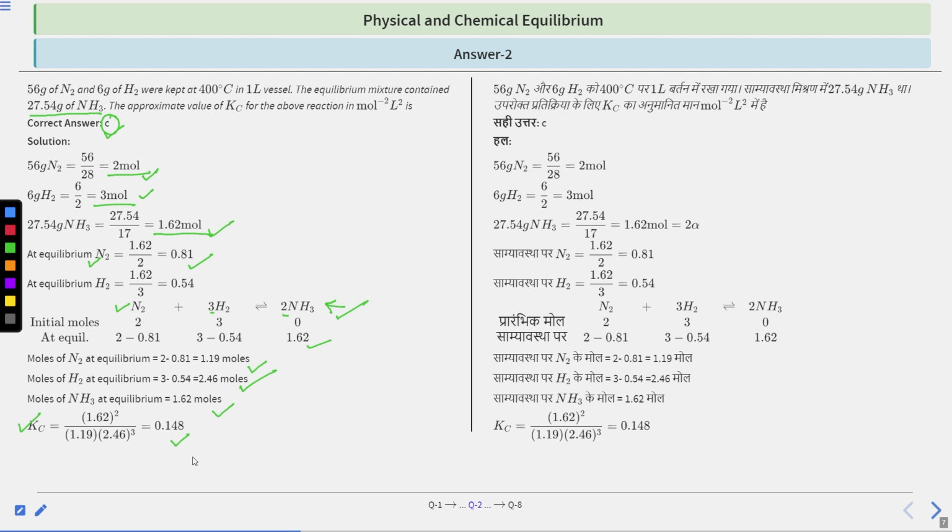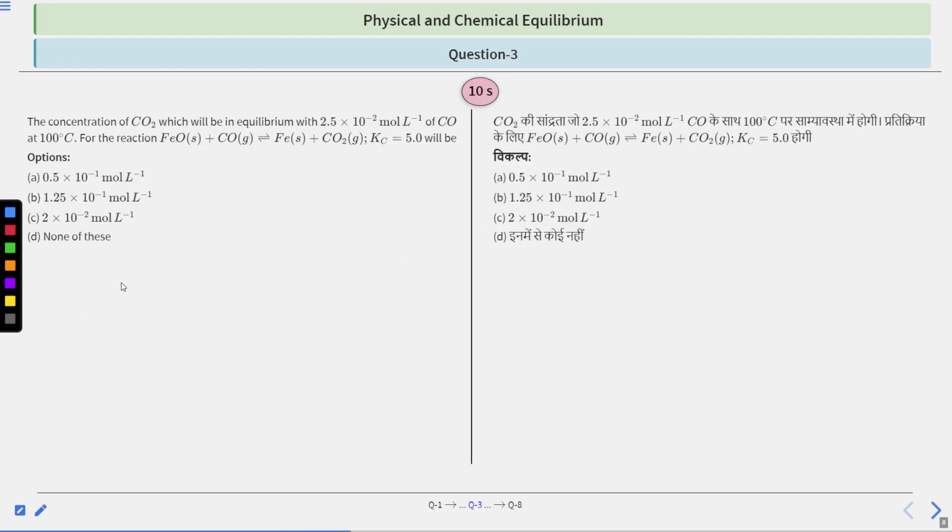Okay, so this is the whole explanation, and it revolves around the initial moles and equilibrium moles of the molecules present in this reaction. And through this we can find out the equilibrium constant. Okay, let's move to question number 3.